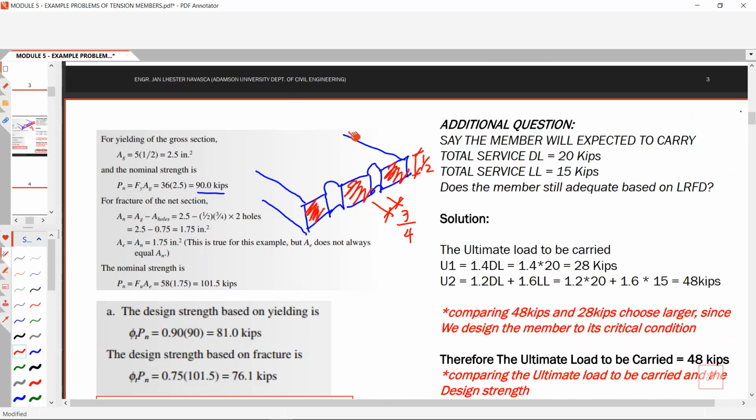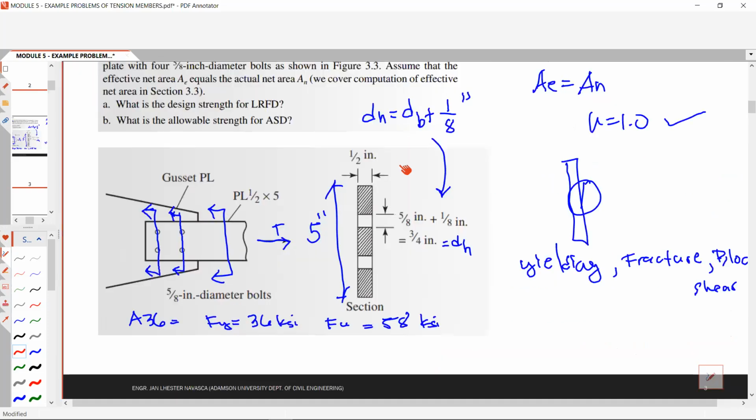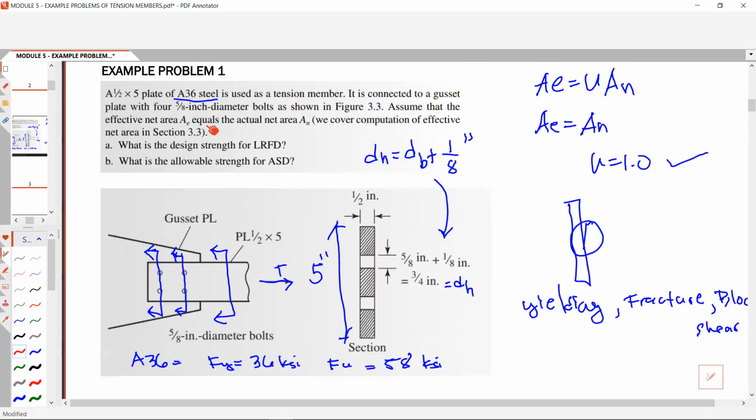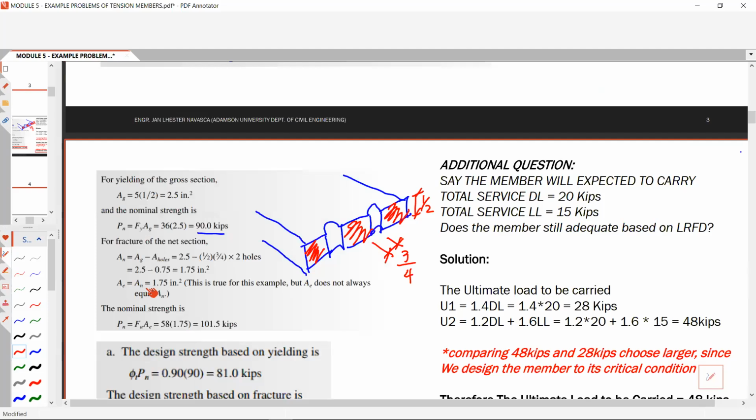That is 1.75 square inches. Since the problem is assuming that the effective net area is equal to the actual net area, therefore our AE is equal to AN, that is 1.75 square inches. This is true for this example because all elements of the plate members are connected to the gusset plate. That is why your shear lag factor is equal to 1.0.